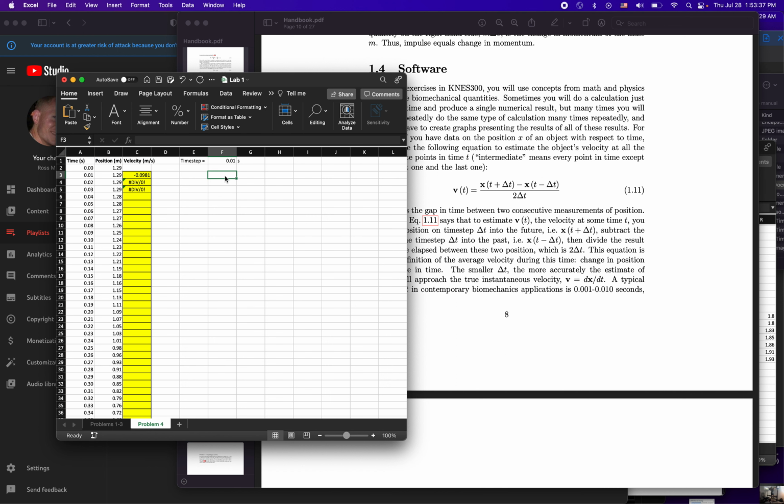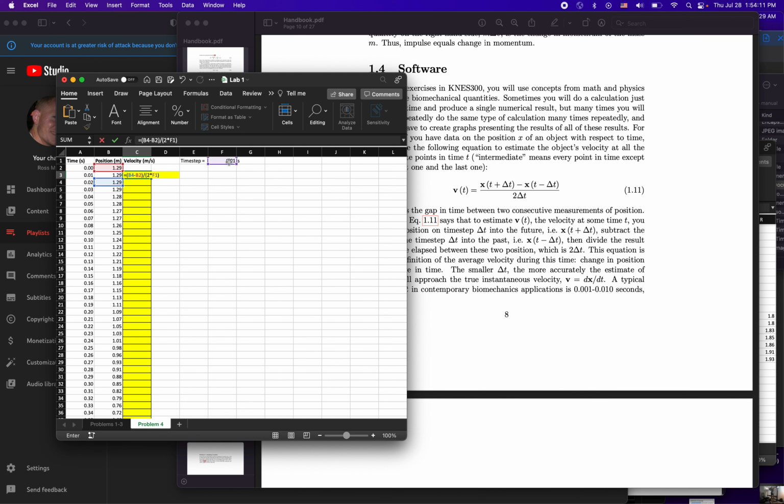Can't I just tell it always divide by the value that's in cell F1 here? You can. And how do we do that? If I go back to my original formula, I say take the future position, subtract the past position, divide by double the time step. But then I want to tell it, okay, when you're dividing by double the time step, no matter which positions you're grabbing over here, always go to cell F1 and grab that time step.